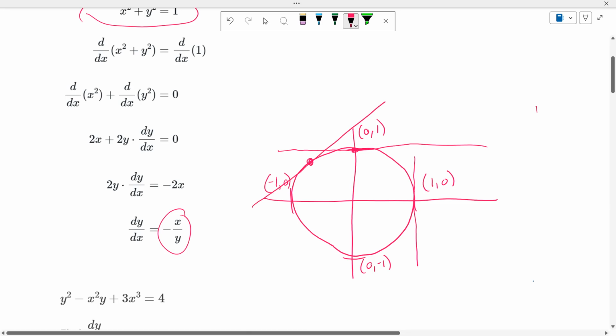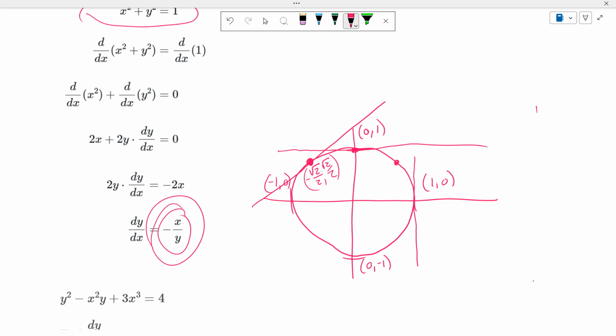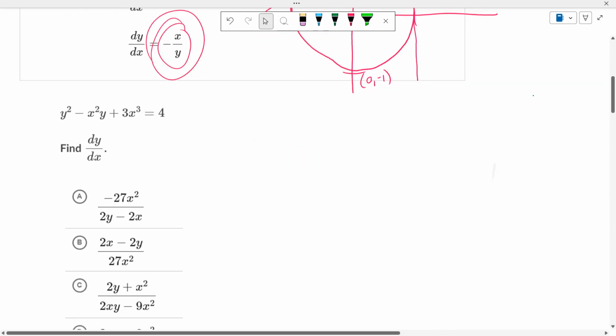It would hit this circle, if you remember your unit circle, at square root of 2 over 2, square root of 2 over 2. Okay? What's the slope of that? Or negative square root of 2 over 2, square root of 2 over 2. That is the negative of negative 1. The negative of negative 1 is 1. Slope of 1. See how that works? Pretty cool. So no matter where we're at on the circle, this will give you the slope. That's implicit differentiation. That's taking derivatives with two variables involved. Super important to know how to do this.